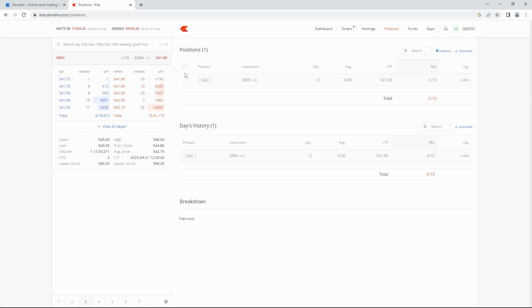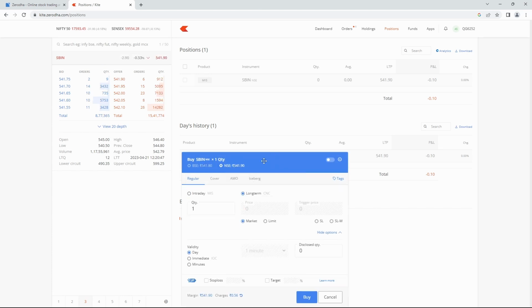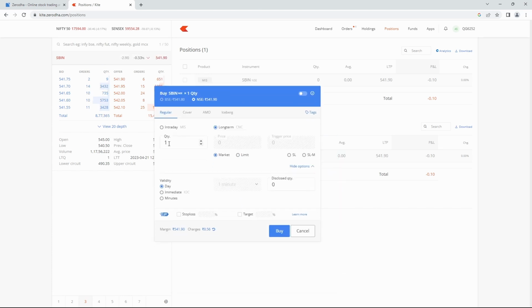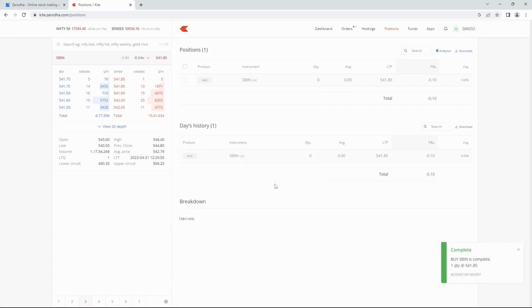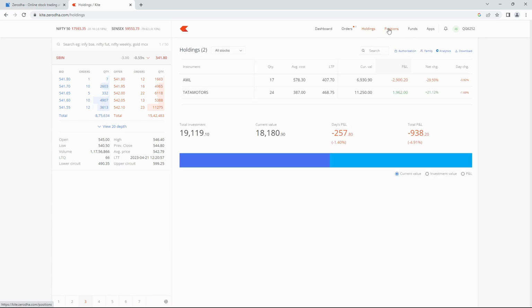Similarly, if you want to hold this position in the longer run, you will be able to place a long position with the quantity and the market price. And the moment you place this order, this will definitely come in the position today, and tomorrow it will be settling down in your holding section.